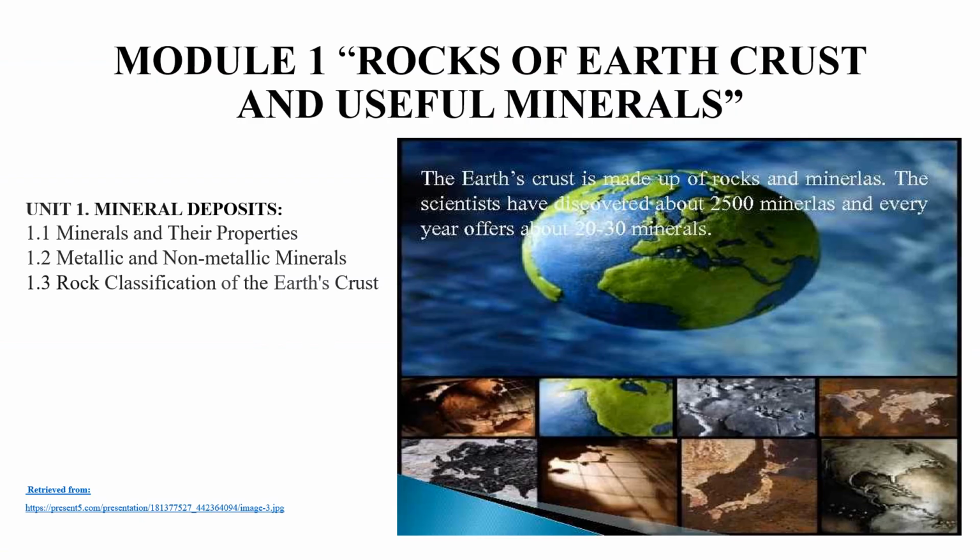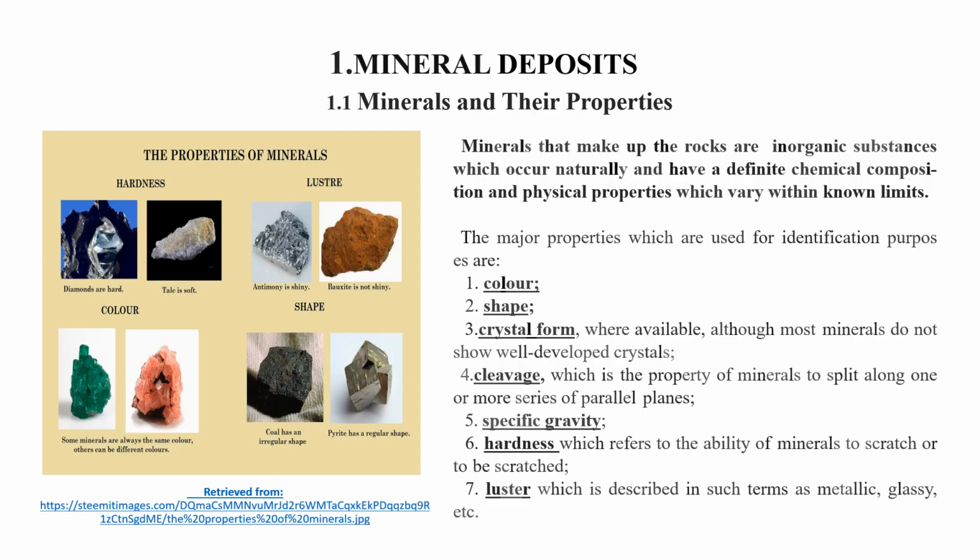Okay, let's study Module 1 Rocks of the Earth's crust and useful minerals. Unit 1 Mineral deposits. Minerals and their properties. Minerals that make up the rocks are inorganic substances which occur naturally and have a definite chemical composition and physical properties, which vary within known limits. The major properties which are used for identification purposes are color, shape, crystal form, where available, although most minerals do not show well-developed crystals.